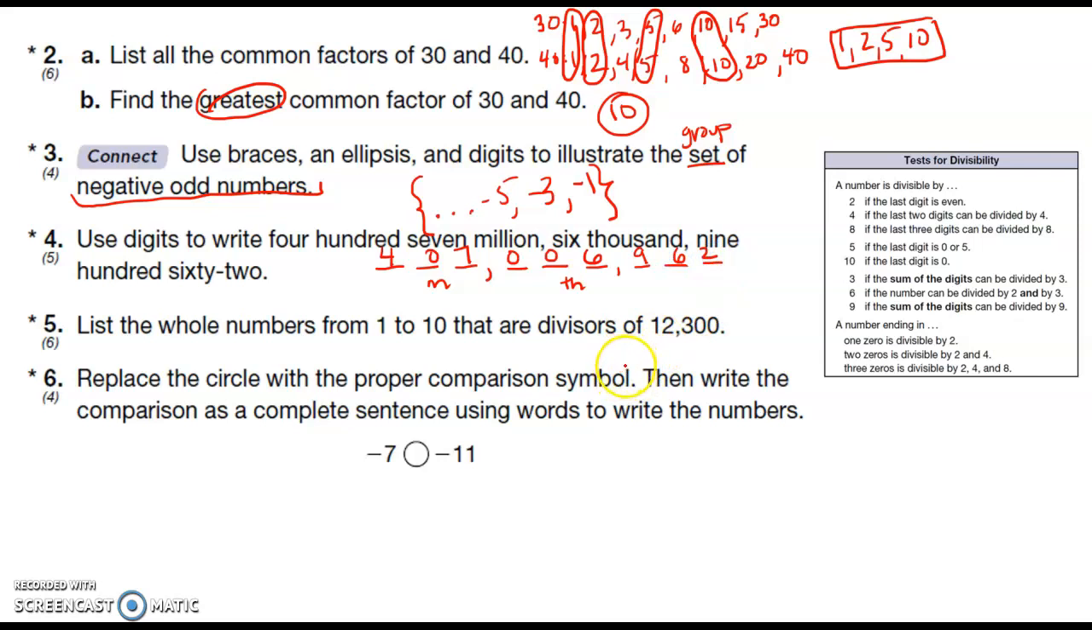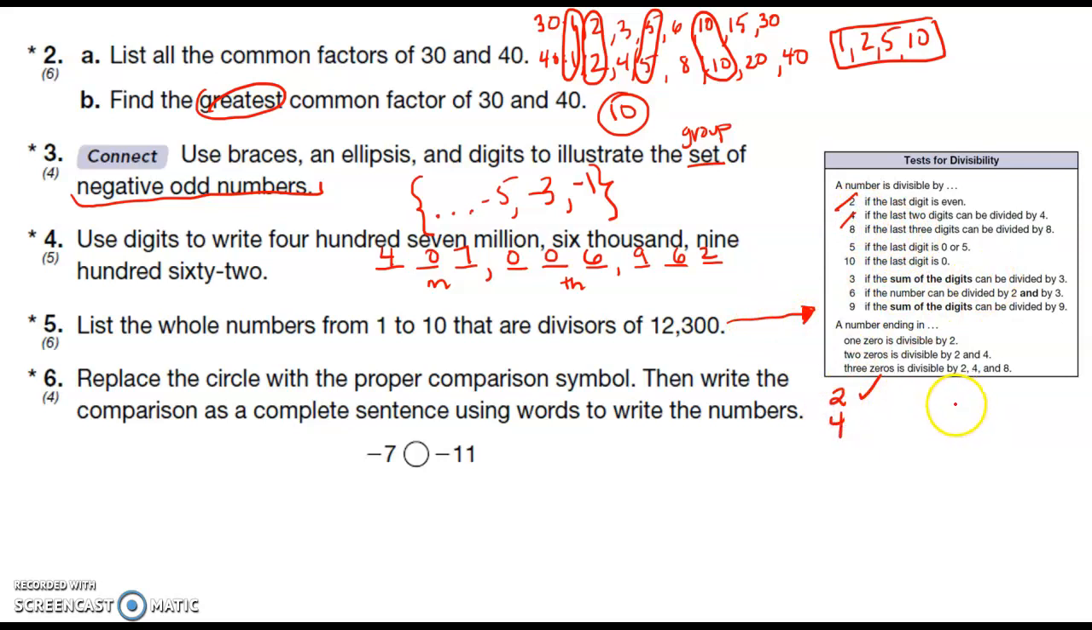Number 5. List the whole numbers from 1 to 10 that are divisors of 12,300. And for our reference, I've put our little divisibility chart here. This chart is in your lesson 6 if you need to refer back to it. So let's go through it. It ends in 0, so 2 is going to work. The last 2 digits are 0, so 4 is going to work.